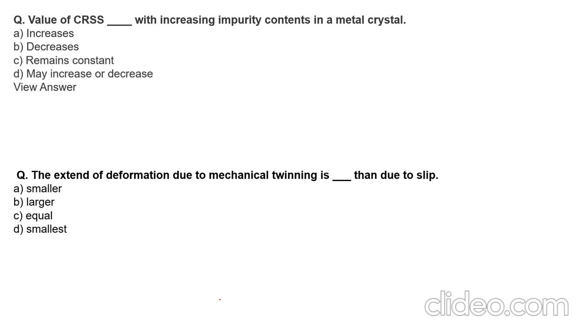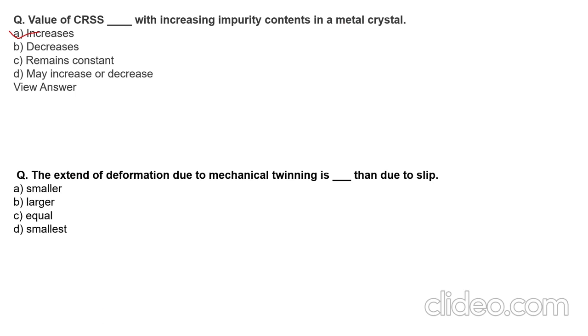If you have more impurities inside the material, what will happen to the force that you are applying on the material for a deformation or for a slip to occur? We have to apply higher stresses because of the hindrance introduced by these impurities. So your value of the critical resolved shear stress will increase with increasing impurity content, because more impurities mean more hindrances, and as a result you have to apply a greater shear stress for a deformation or for a slip to occur in a material.